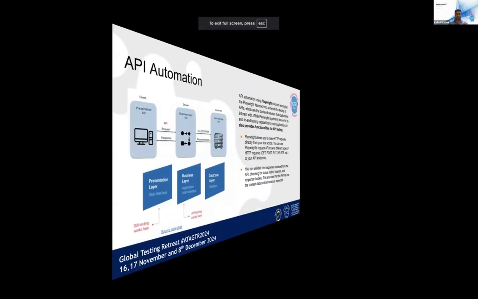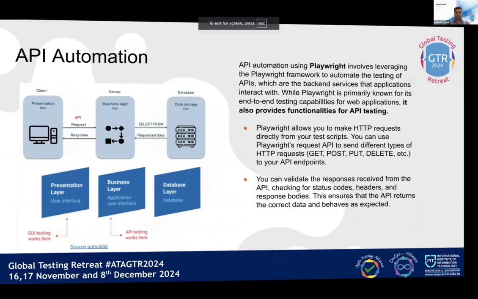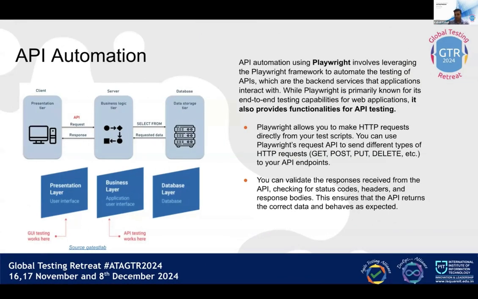Now come to API automation. Playwright supports API automation. We don't need to add any library or package as such. Just install Playwright and you can start API automation. Normally in API automation, we have the client, server, and database. The client is the presentation layer. We make a request, it goes to the server, which communicates with the database. This is the client-server architecture. The presentation layer and API lie here, and normally we do API automation in the business layer.